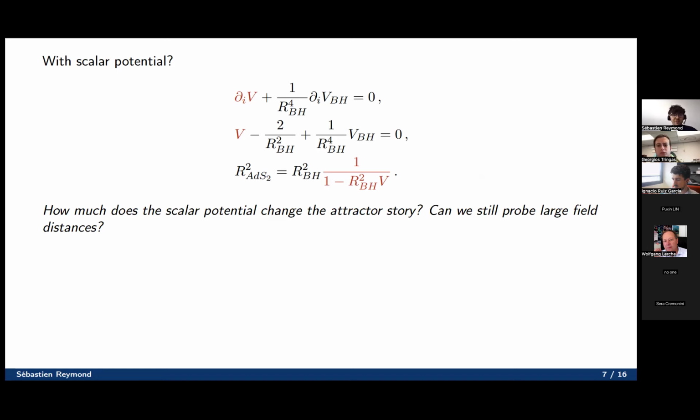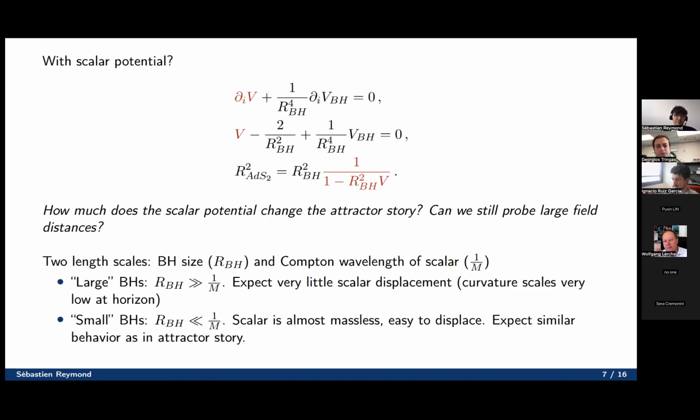So as you may guess, there's two length scales that appear in this problem. There's the black hole size and the Compton wavelength of the scalar. So we essentially study two regions. The first is when the black hole is large compared to this Compton wavelength of the scalar. In that context, you expect very little scalar displacement because the curvature scales will be very low compared to the mass of the scalar at the horizon.